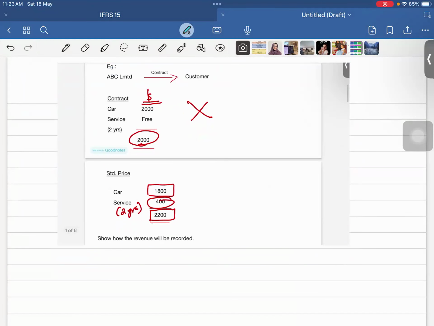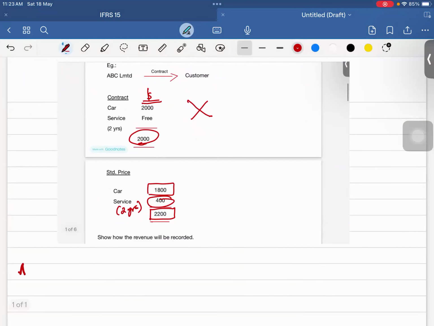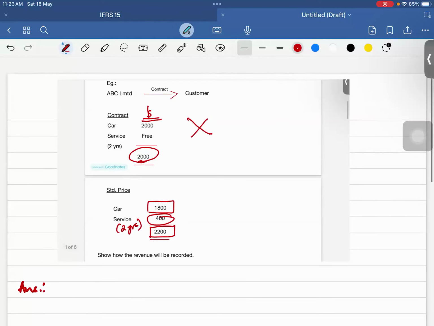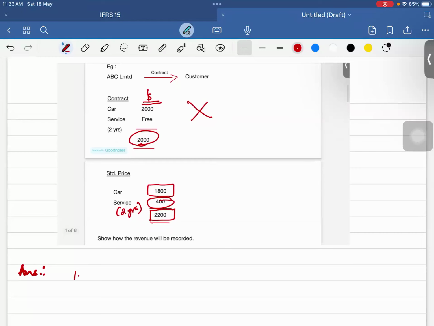Okay, so this is the question. Let's see how we solve it. For the time being, since you have to be thorough with the criteria, let's have a quick recap of the criteria using the above question. So, answer: identify the contract. Do you see the contract? Identifying the contract is the first criterion. Can you see the contract?